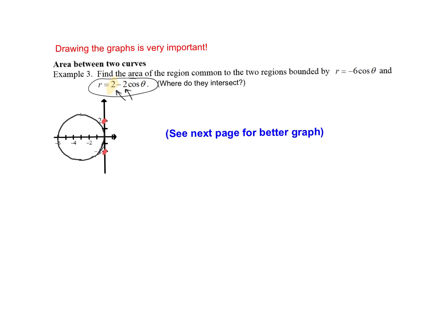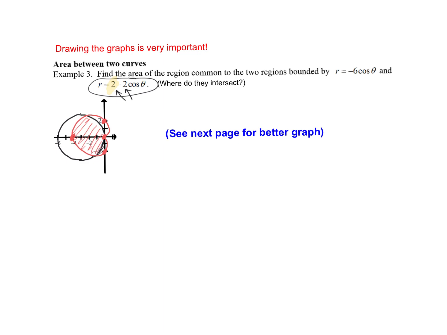Then if I add 2 and 2, I get 4, so I know going out this direction, I'm going to end up out there at -4, and if I subtract those two, I'm going to get 0. I'm going to end up right there. So this is my cardioid, something like this. Okay? Now we want the area common, that's bounded by the 2. So we want all of this area in here.